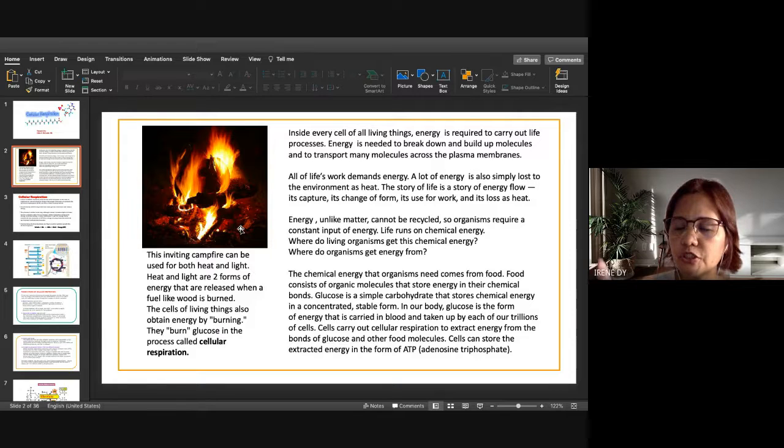So, pag yung energy na distribute na sa environment, uneven distribution yan eh. Doon papasok yung sinasabi nating law of thermodynamics. So the story of life is story of energy flow, its capture, its change of form, its use for work, and its loss as heat. Okay, di ba? We have a law that energy cannot be created nor destroyed, but it can only be transformed from one form to another. So the word transformation goes for recycling. Nare-recycle lang siya, class. Okay.